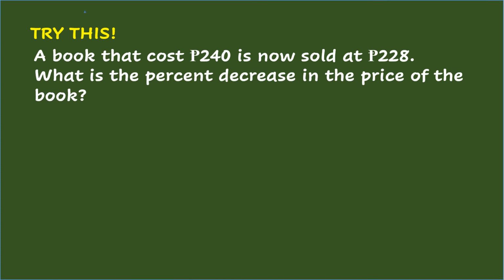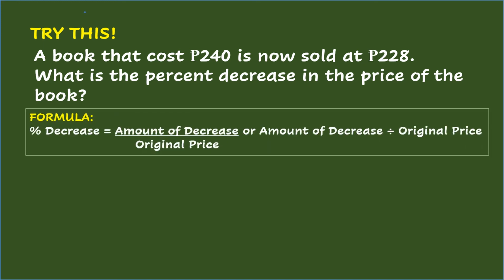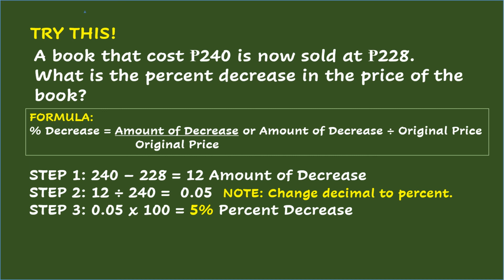Try this. A book that cost 240 pesos is now sold at 228 pesos. What is the percent decrease in the price of the book? To get the percent decrease, the formula is amount of decrease divided by original price. For the solution, step 1 is to find first the amount of decrease. So that's 240 minus 228 equals 12, which is the amount of decrease. Step 2, following the formula, 12 divided by 240 equals 5 hundredths.